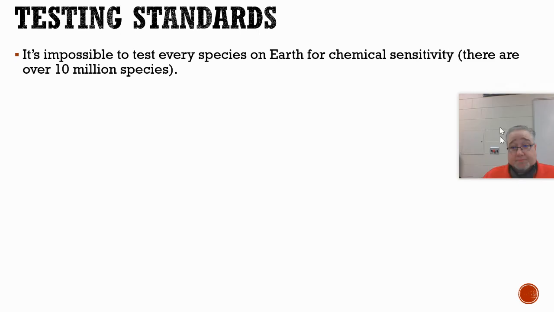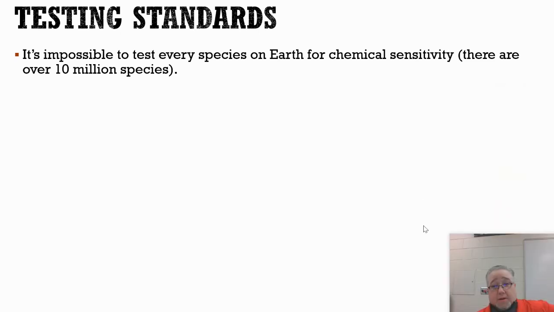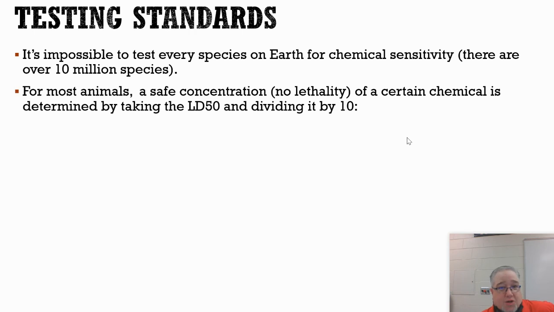Testing standards. When we're testing these different concentrations, one thing I think is important to understand is that we can't really test every single organism on Earth. I mean, there's over 10 million different species of organism. We can't just test everything, so we have to pick and choose what we're testing these chemicals on.